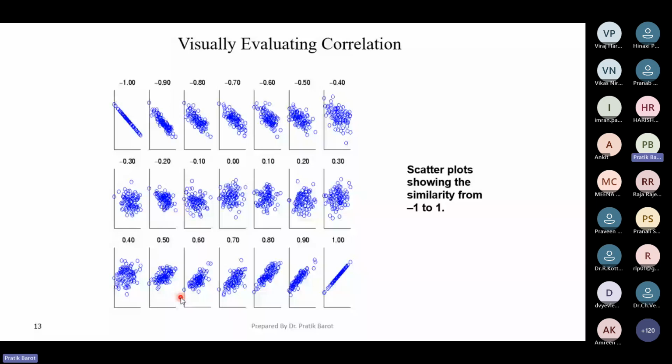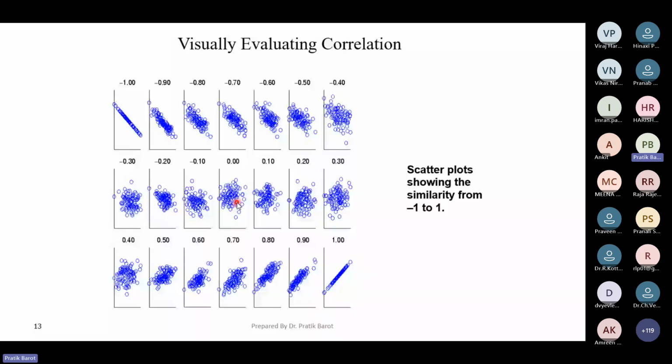This is the visual evaluation of correlation, where the scatter plot ranges from -1 to 1. The -1 and 1 are strongly correlated, and in the other case, if it is 0, then both attributes are not correlated at all. So we have to keep those attributes in our final data set.